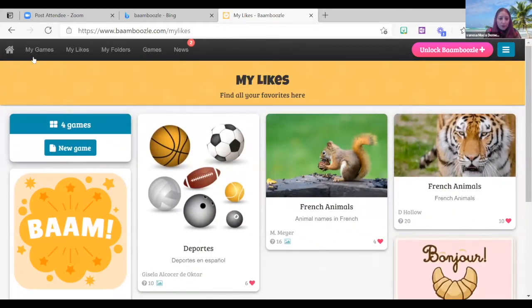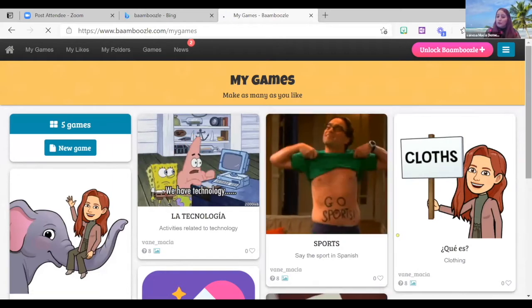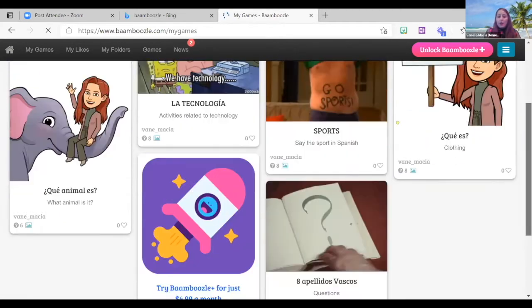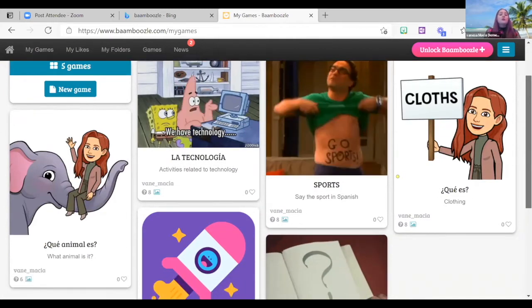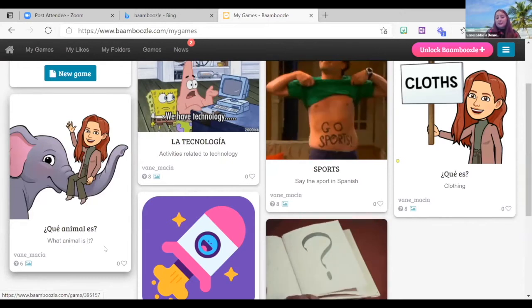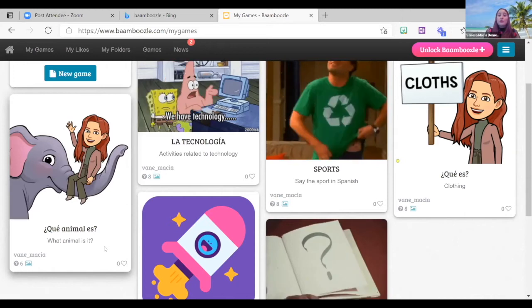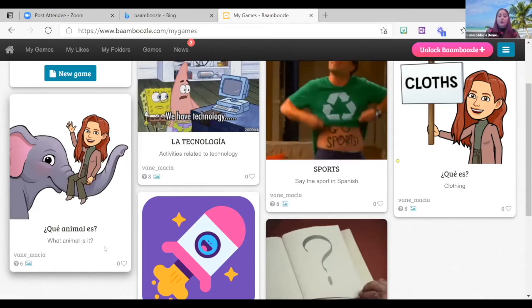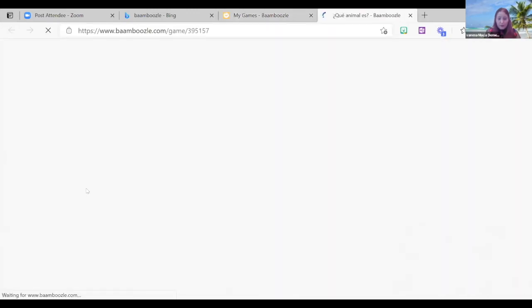So let's go to My Games. And again, at the beginning, you wouldn't have anything in here because those are the games that I created. Okay, so let's have a look at some of the games that I created. Let's have a look at this one. ¿Qué animal es? What animal is it? So I'm going to give the student 3 words, and with these 3 words, the student needs to guess what the animal is. So I'm going to play the game.